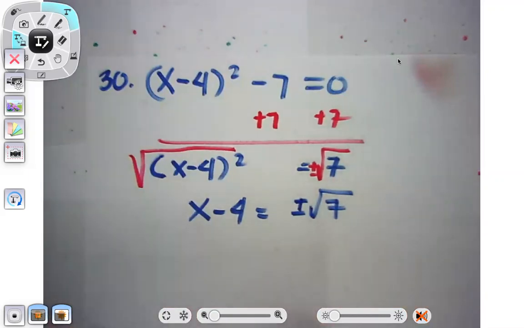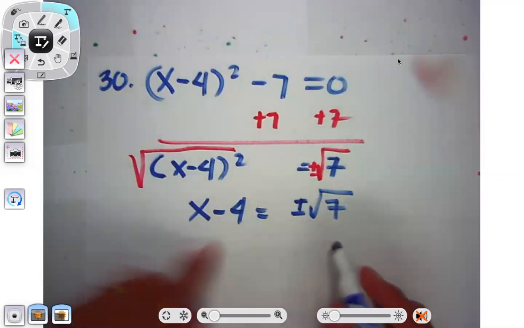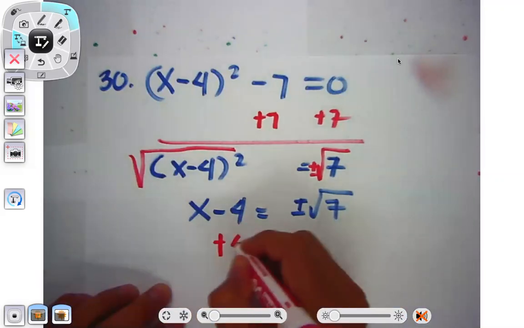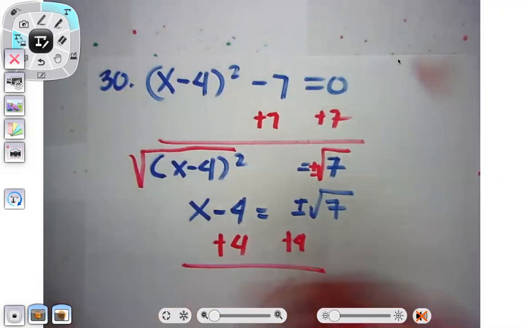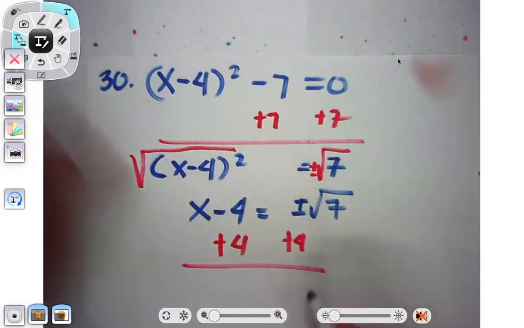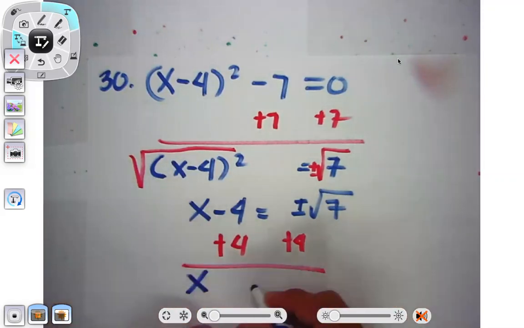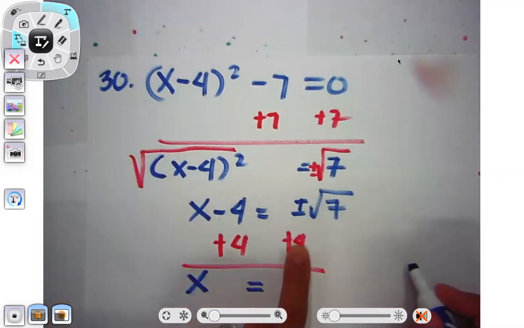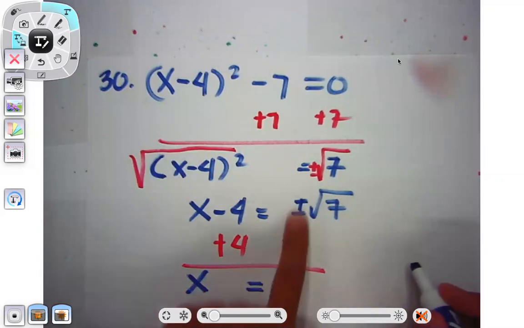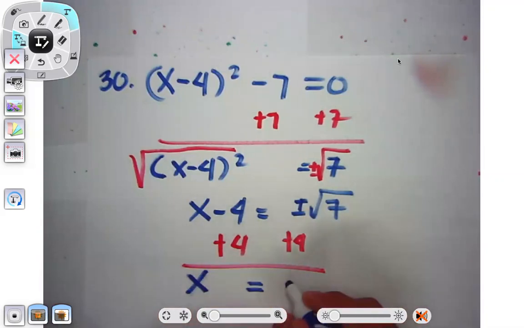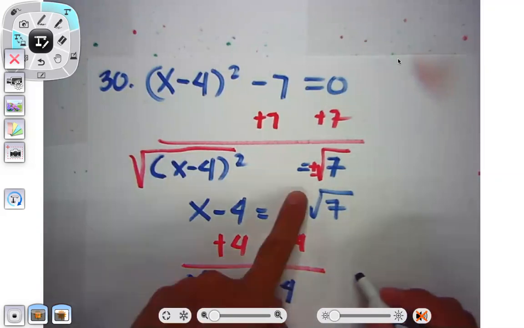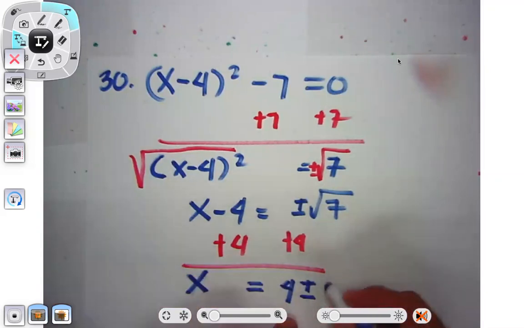And then we solve for x. We get rid of negative 4 by adding both sides by 4. And now we come up with this result. We bring down x. Negative 4 plus 4 is 0. And then here, 4 positive negative square root of 7. We have 4 plus minus square root of 7.